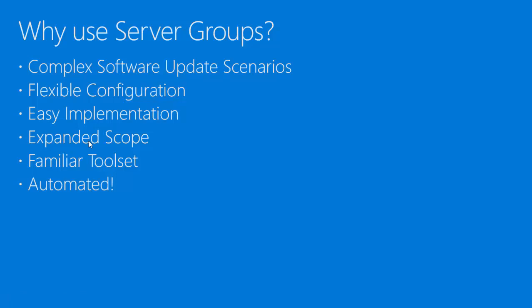Why do we care? Well, already covered the complex software update scenarios, definitely true. Flexible configuration, so you have really complete choice over how you want to manage systems that are part of the server group. So there's 3 different scenarios. You'll see this in the demo here in a minute, but there's 3 different scenarios that you can set up as you think through your server group.